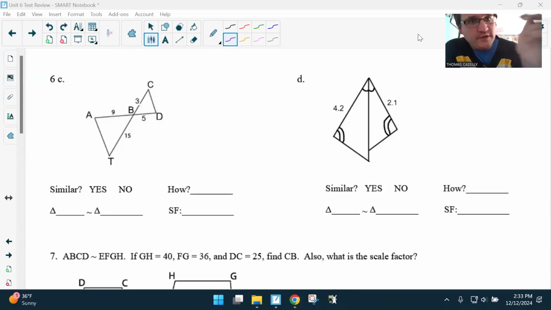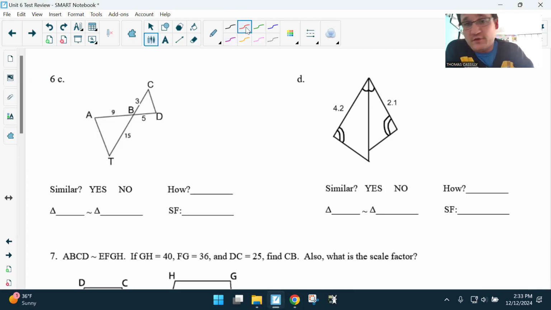Page 2, let's get to it. Unit 6 test review. Finals just around the corner. So more of these triangle similarity things. Now, on something like this, there are pieces of hidden information that I'm not going to explicitly tell you. We need to be able to identify these things.